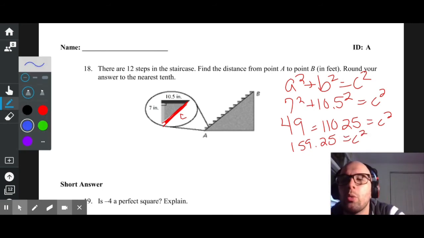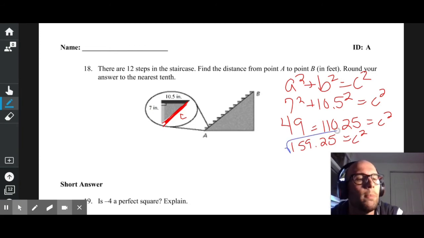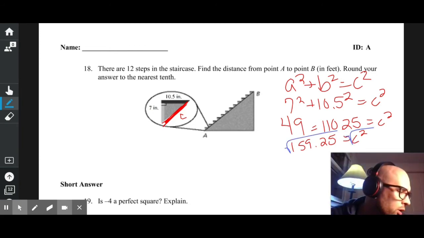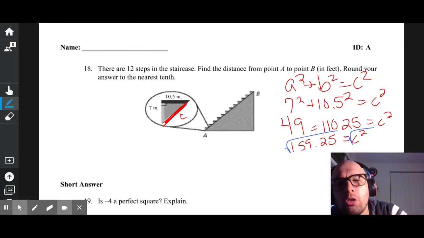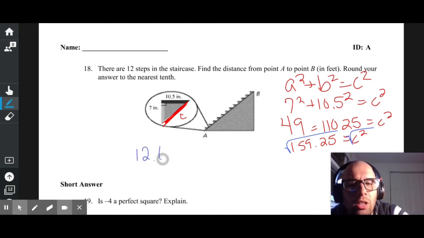Is C all by itself? No. What's in the way? The square, so square root it. The square root of 159.25 is going to be 12.61. So I'm going to make it 12.62 because it's 619. So this length right here is 12.62.